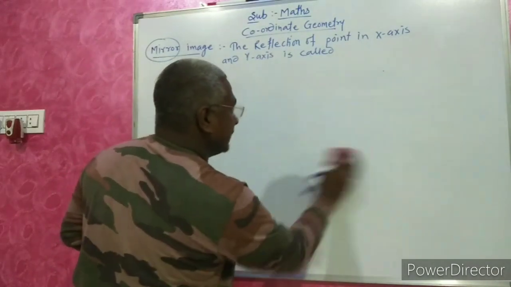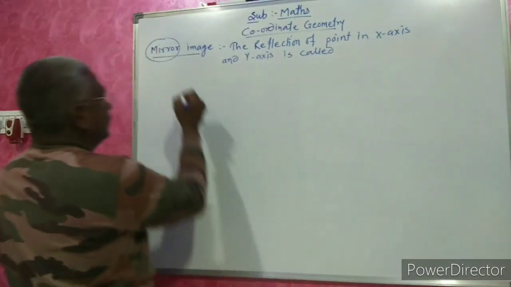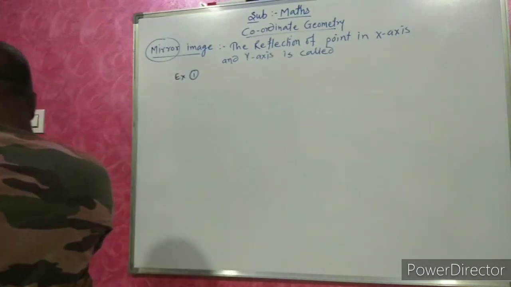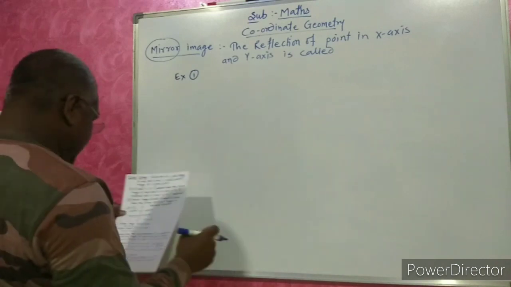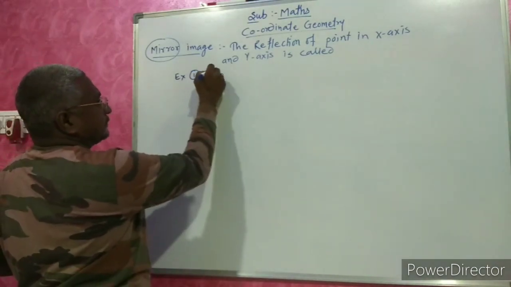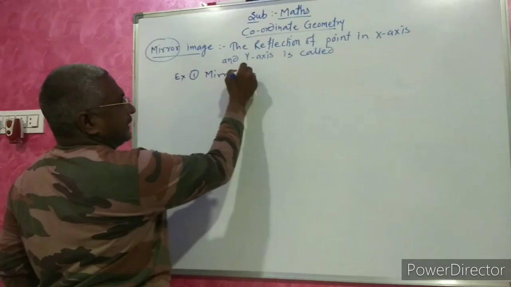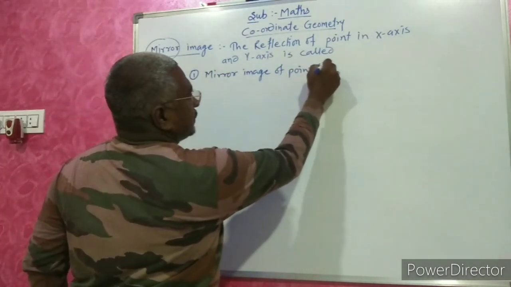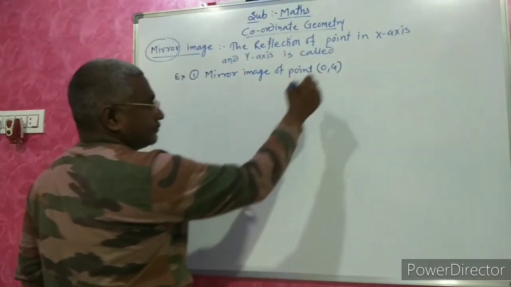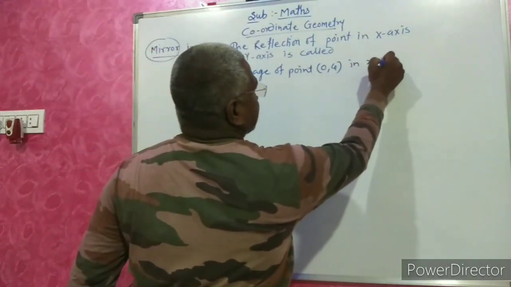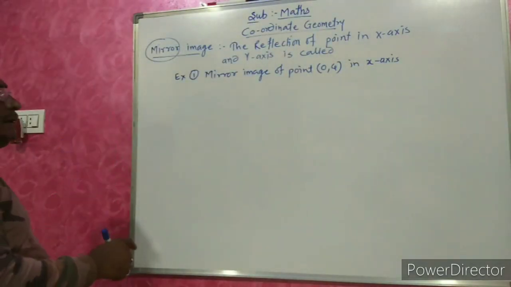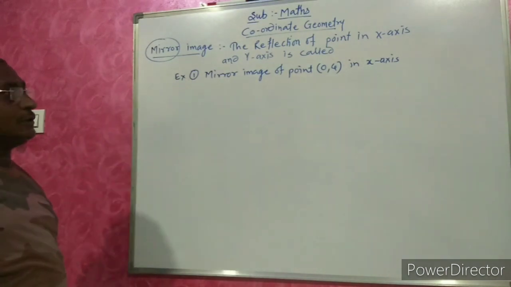So how will we get the mirror image? Example 1, from the question you asked: find the coordinates of the mirror image of point (0, 4) in the x-axis.